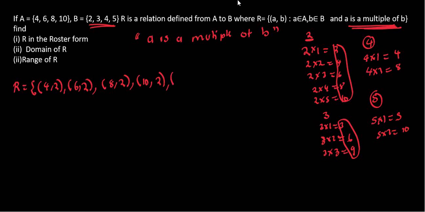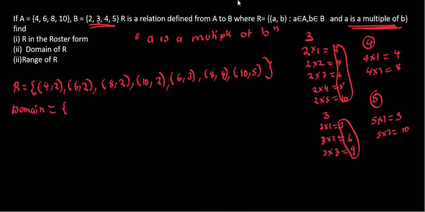Then 2, is it a multiple of 3? No. But 6 is a multiple of 3. So it will be, say, 6, 3, since that's the multiple. Then 8, it's a multiple of what? It's again a multiple of 4. 10, it's again a multiple of 5. Just like that.